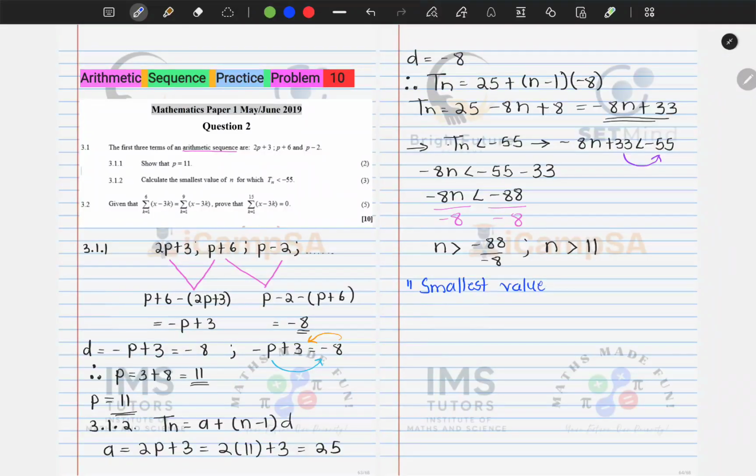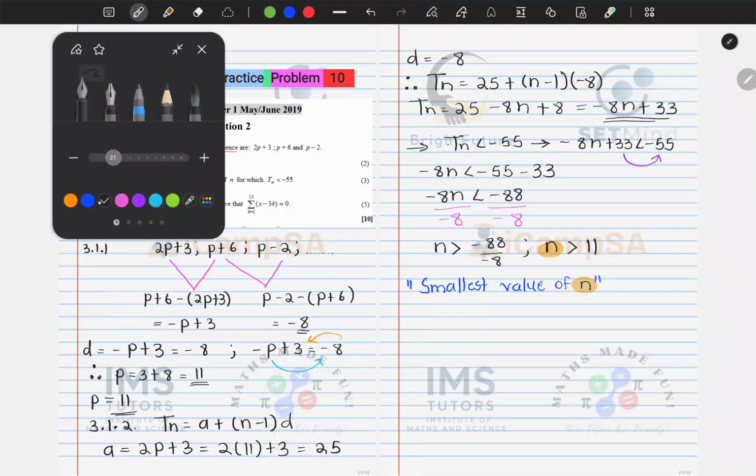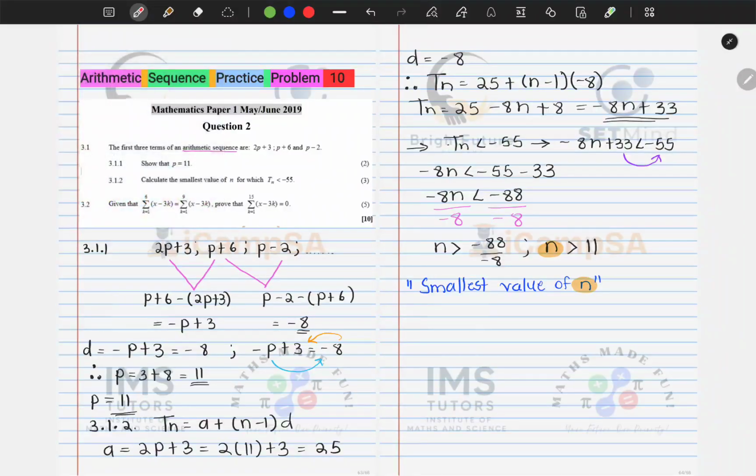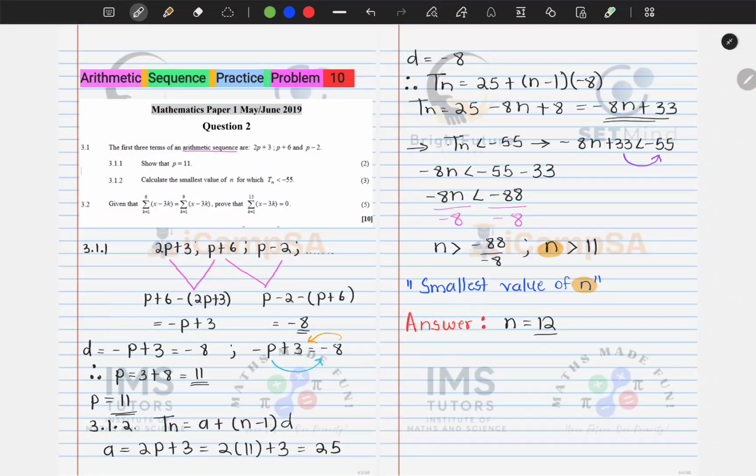The smallest value of n. So if we observe carefully now, what is going to be the smallest value of n if our n must just be bigger than 11? This means our answer must be 12, because from 11, 12 is the number that just follows afterwards. So our answer will be n is 12, because they said the smallest n value, and we are getting that n must be bigger than 11. Okay. Done with that.